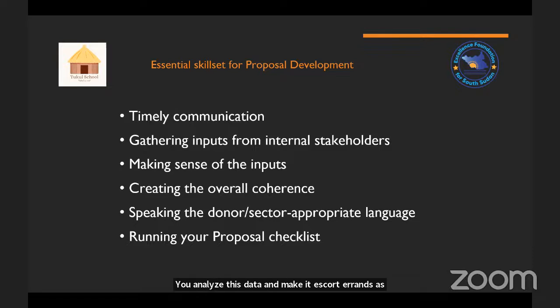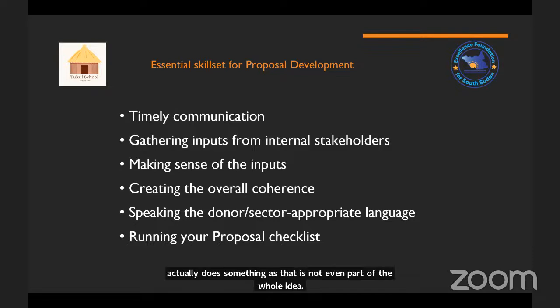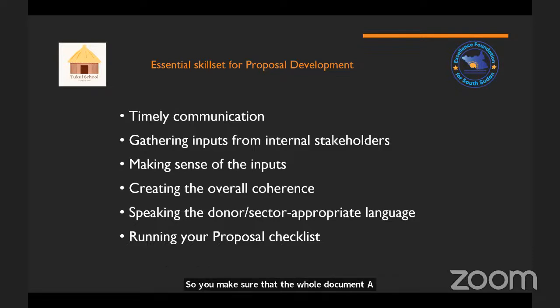So that brings you to the skill of making sure that when people tell you we are going to do this activity, and it is a list of activities actually, you create the overall coherence, making sure your proposal speaks as one document and none of the parts is contradicting the other, or none of the parts actually does something else that is not even part of the whole idea. A proposal is an argument. You don't want your argument to have logical inconsistencies or internal contradictions. You will be self-defeating, right?